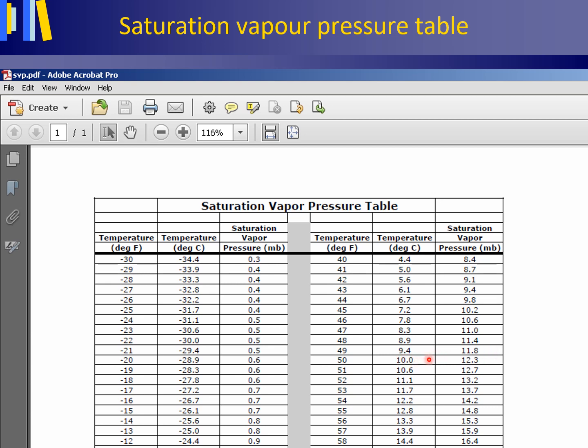If you know the temperature and the relative humidity of the air, you can figure out what your actual vapor pressure is at that temperature, and you can also figure out what the dew point temperature or frost point temperature is.